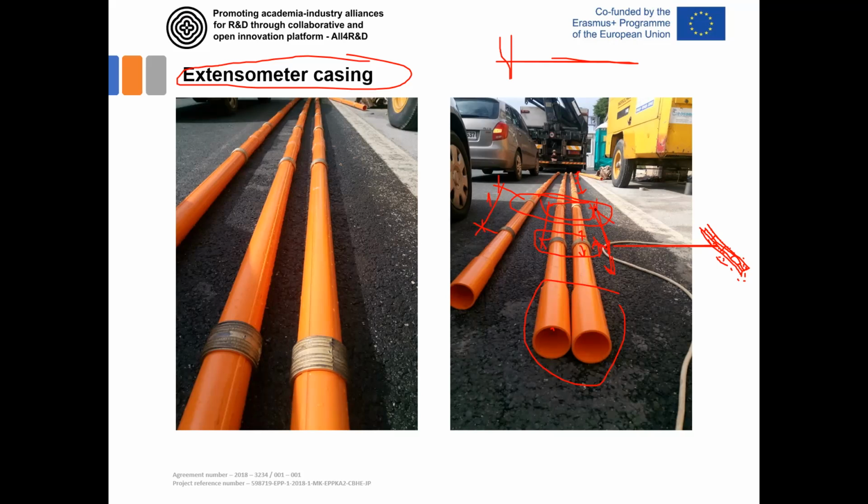It's connected by a cable to the readout unit, so we can collect any change in the spacing of the rings. If the spacing between these rings suddenly changes somewhere, that can indicate the location of some higher strain increment, indicating some sliding surface or the depth of the landslide area.